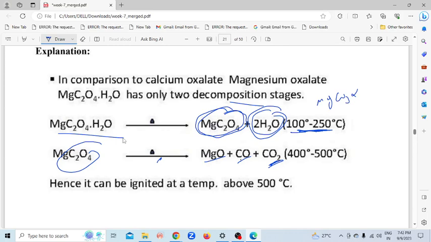One option says CO is formed in first decomposition, so it is also not correct. Then CO2 is not formed in any stage, which is not correct because CO2 is forming in the second step. So finally only one option is correct, where magnesium oxide is forming in this reaction.